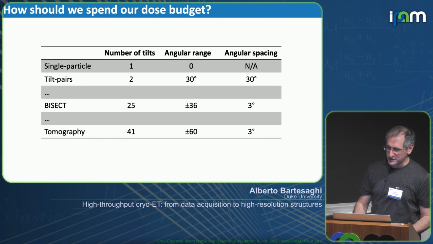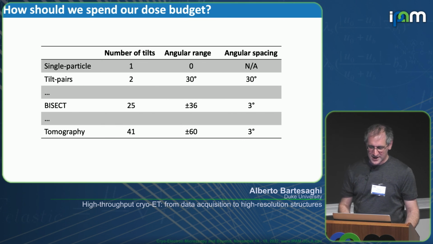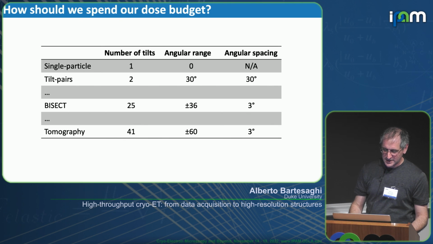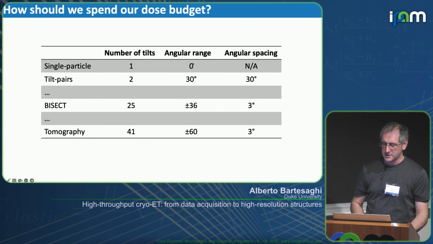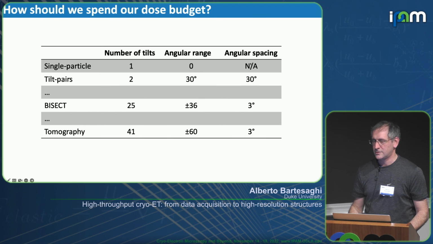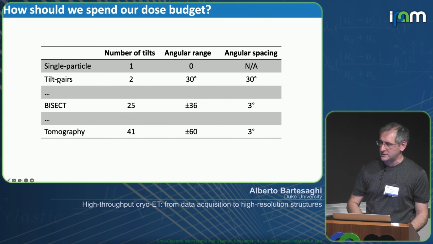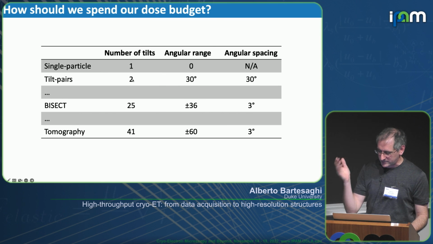But I do want to close on a positive note, and I know I'm out of time, but this is my last slide. I put this table together where we have a single particle. We take one projection image, right? There's no angular range, no angular spacing. If you've been long enough with this community, you may remember when we did tilt pairs, right? With tilt pairs, we actually took 2 images, maybe one at 0 degrees and one at 30 degrees. We did that for validation reasons and preferential orientation.